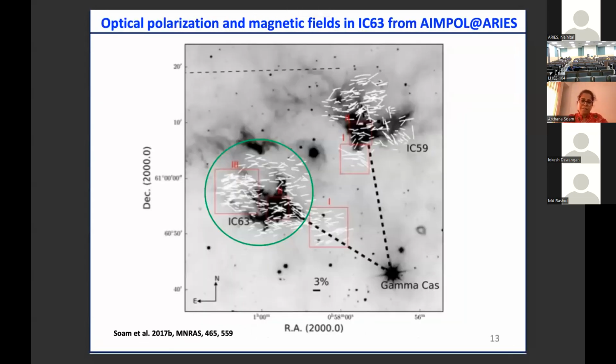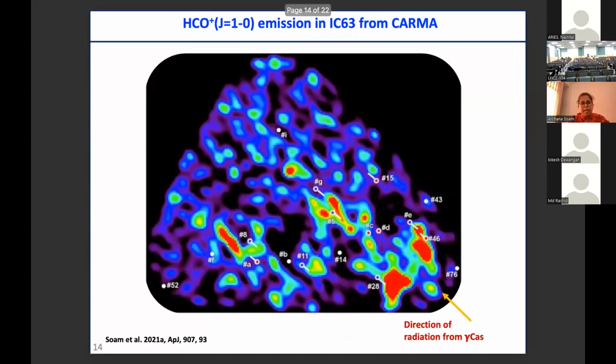We had well-sampled polarization measurements published a few years ago, from observations taken with AIMPOL, and we had magnetic field morphologies and dust polarization information. We also had some high resolution HCO+ J=1-0 line emission taken from CARMA towards this cloud. We did a deliberate stretching in this emission map just to see these clumpy structures of HCO+.